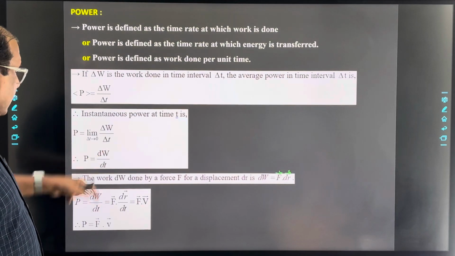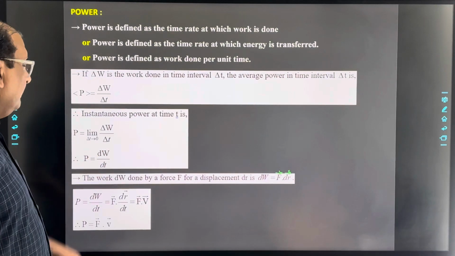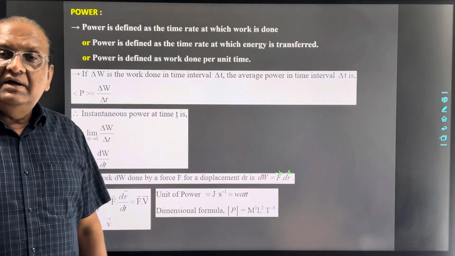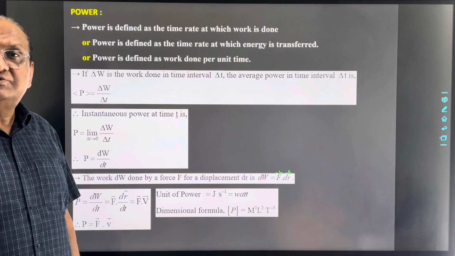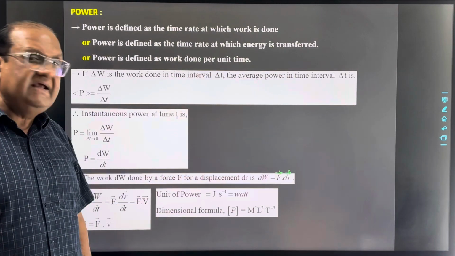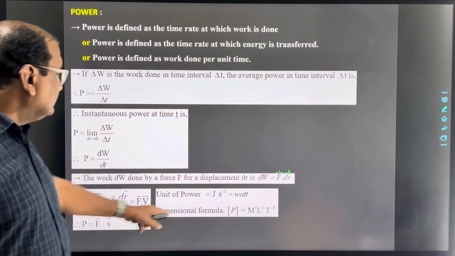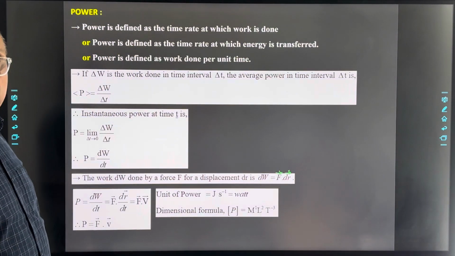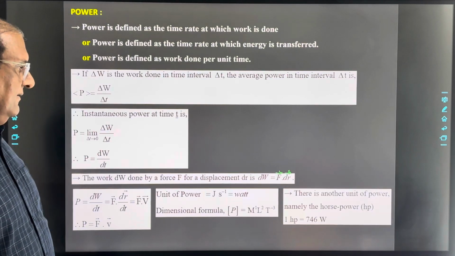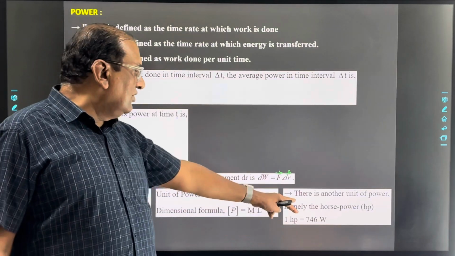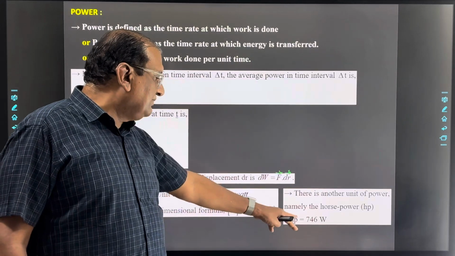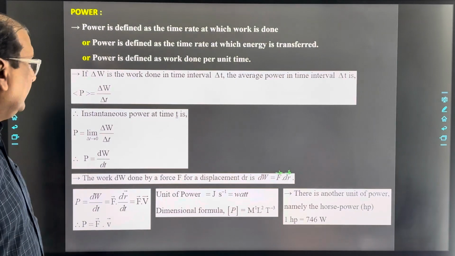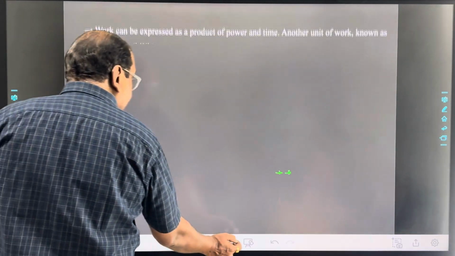Okay. So here, the unit of power. The unit of work done is joule, upon time. So the unit is joule per second, and in the name of the scientist James Watt, this unit is also known as watt, and its dimensional formula is M1 L2 T minus 3. Another unit of power is named horsepower, and 1 horsepower, 1 HP, is 746 watt. Clear?